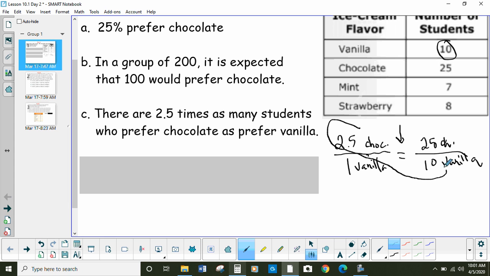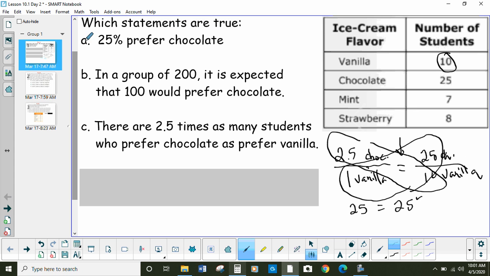This times this has to equal this times this. And is that true? Well, 2.5 times 10. You remember we multiply by 10. The shortcut is move the decimal one time, right? That would be 25. And 1 times 25 is 25. Since that is true, that means this statement is true also. So right now we know that A didn't work, B worked, and C worked.